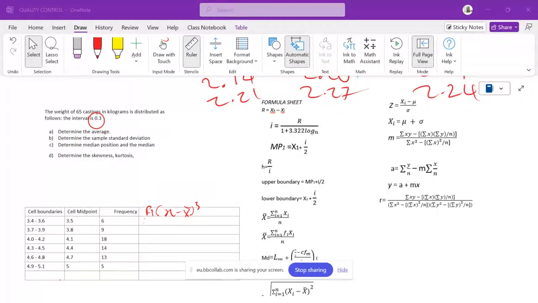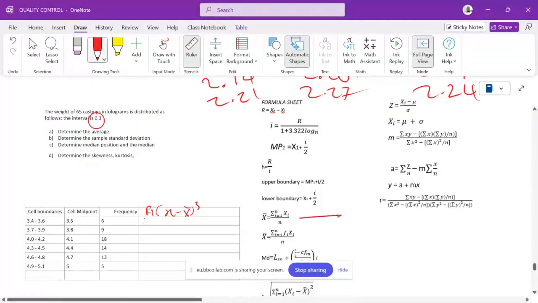Then what are your frequencies? Your frequencies are 6, 9, 18, 14, 13, 5, right? Then now you want to confirm. They said the frequencies are 65. Let's prove that by going to stat, and then your variable, your n. Your n indeed is 65. So we know that if you look at this, we have 65 here.